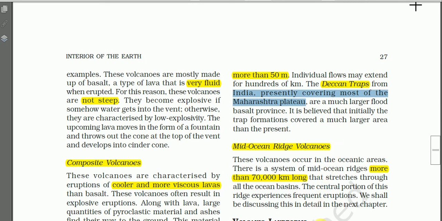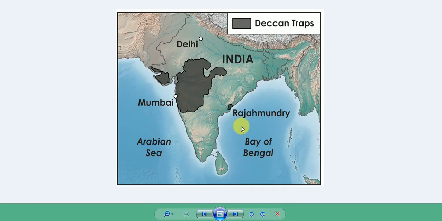Let me show you a map. See here, these very dark gray areas indicate the Deccan traps. This is the place where lava was oozing out. It is said that it was much larger than this, and due to weathering and erosion, now it has become like this. It is becoming smaller. So this is known as Deccan trap, covering Maharashtra, Gujarat, Madhya Pradesh and other states.